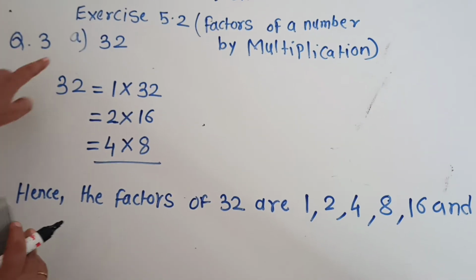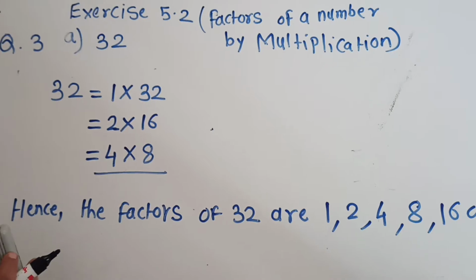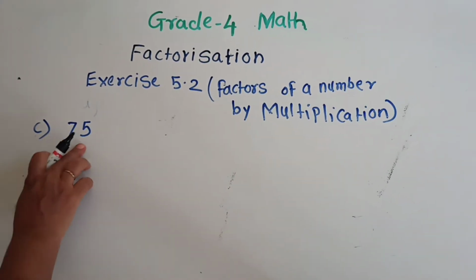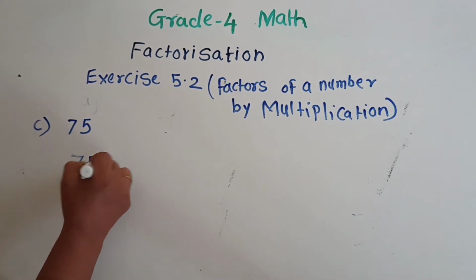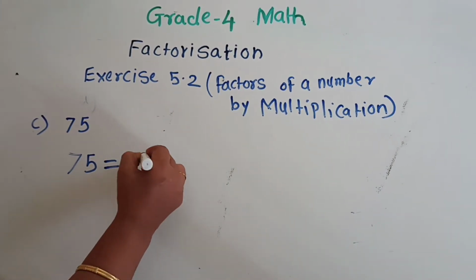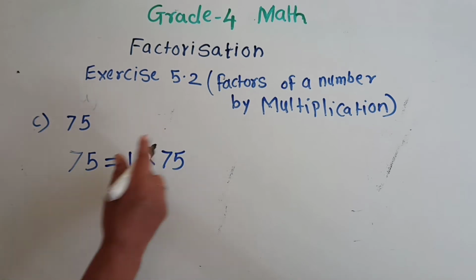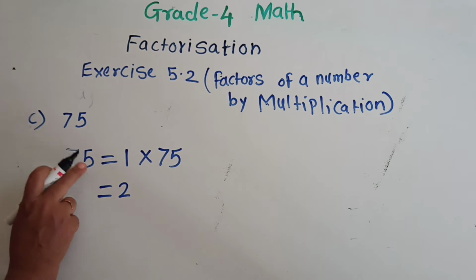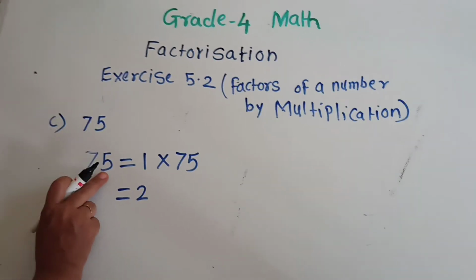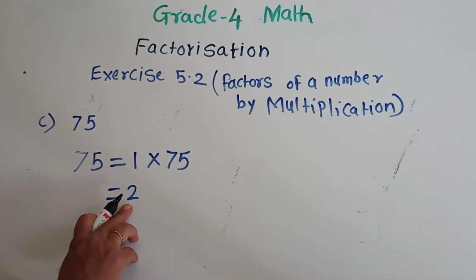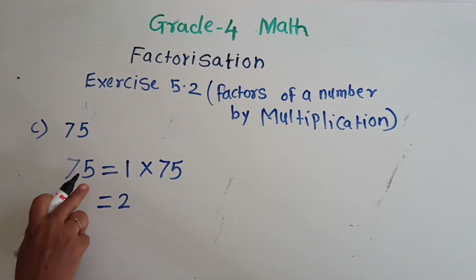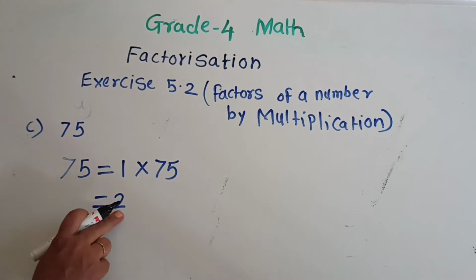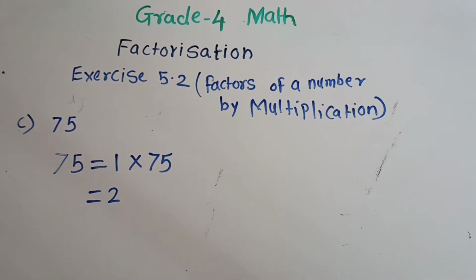This is the solution of A. Okay, now one more example. Okay, see here, 75. 75 is equal to 1 multiplied by 75. Okay, then 2, but here is number 5 and 5 is an odd number and 2 divides only even numbers. Okay children, so 2 is not a factor of 75.